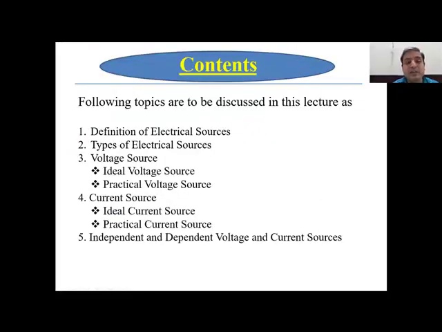sources. There are basically two types of sources we are using as electrical sources. One is the voltage source, another is the current source. Both voltage source and current source are again divided into categories, the ideal sources and practical sources. And in the last of the lecture, we'll discuss the independent and dependent voltage and current sources. So we'll go to the electrical sources.